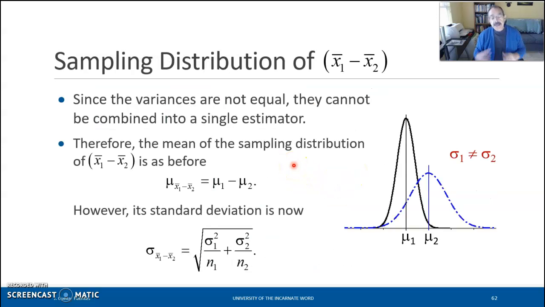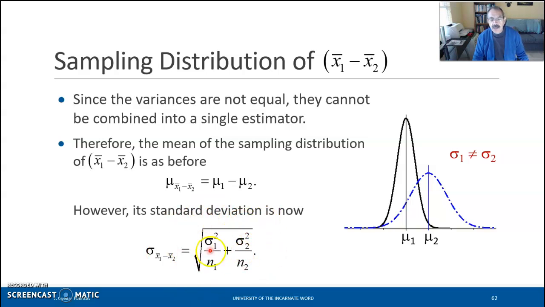All right, so in this case, we need to go back and say, well, now what is the form of the sampling distribution of the sample means? Because that's what we're going to use to estimate the difference of the population means. Well, for the sampling distribution of the difference of sample means with unequal variances, the mean remains the same as before, just the difference of the two population means. But now the standard deviation is expressed like this, where we are keeping the two variances separate because they're not equal. We cannot combine them into a single estimator.